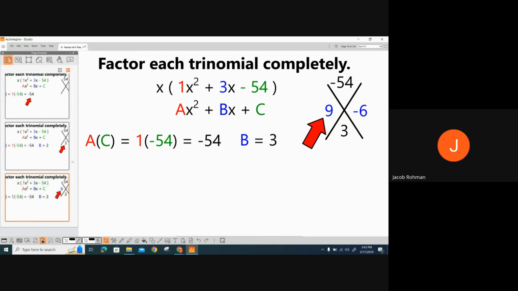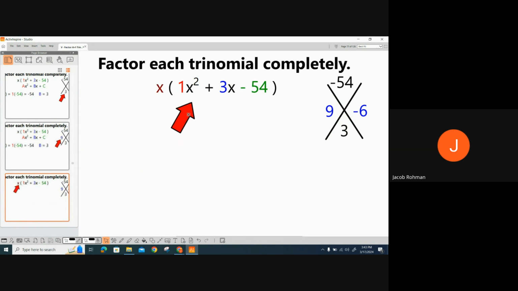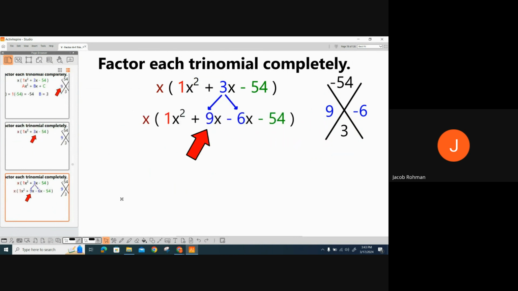Okay. Then in step 3, so we have this expression, this trinomial with the x on the outside. We're going to split up the b term of 3x into 9x and negative 6x. So that's what we're going to see next: 9x and negative 6x here in the middle. And then you can see the x squared just came down and the negative 54 just came down. And then this x on the outside just followed us as well.